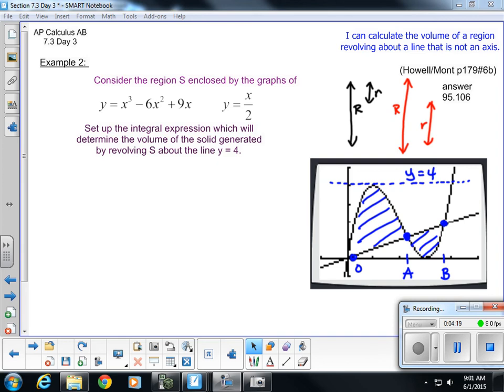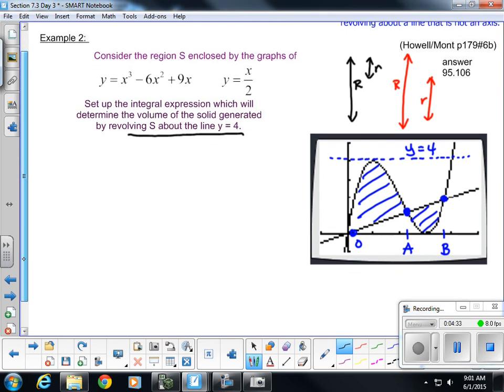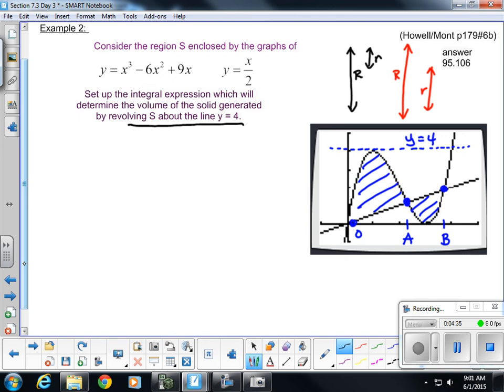I have already drawn them. Make sure that you can do this on your calculator. Also draw the line we're revolving about, the line y equals 4. So this time our line is above our curves, so our r's are going to be a little bit different, and we'll look at that in just a moment.